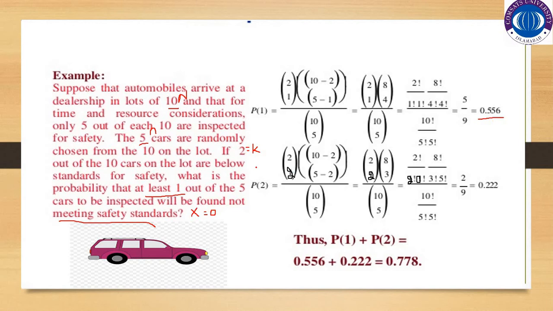But what do we have to find? We have to find the probability that at least 1 out of the 5 cars.